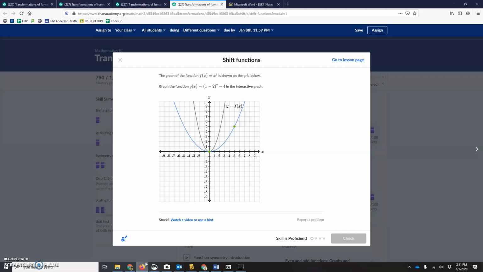Shift functions. So we're going to be talking about normal functions, or regular functions, any function I should say. And we're going to see what we do to shift them left, right, up, down, and eventually make them skinnier and fatter, and reflection as well. So right now they're asking us to change, we have an interactive graph, and we want to change it from our regular y equals f of x, and they have a new graph here.